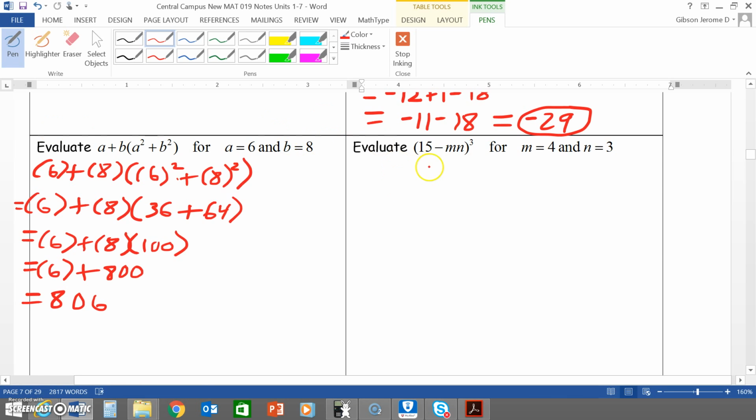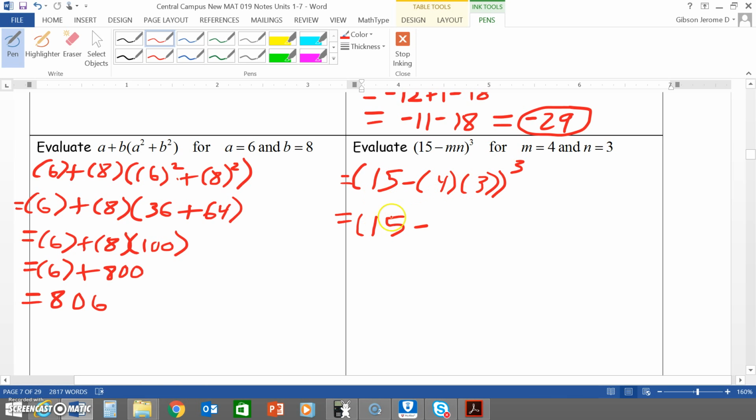Now, we come here. We do the same thing as far as substituting. We will substitute in 4 wherever m appears, and then 3 wherever n appears. So, this would be 15 minus, and then we have these two as separators, so we'll multiply these. Oh, I'm sorry. Going back, we're supposed to look here at the larger parenthesis. We go inside this parenthesis. We have multiplication of these two separated parentheses.